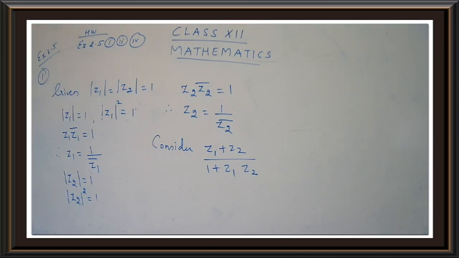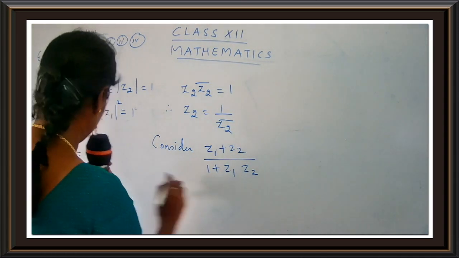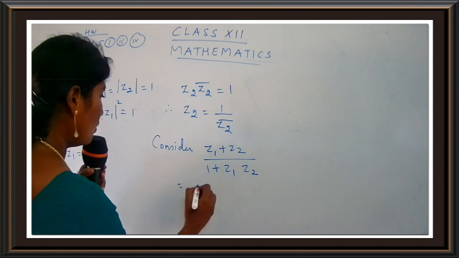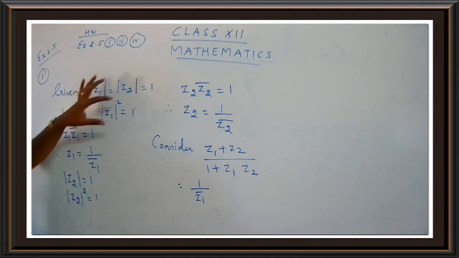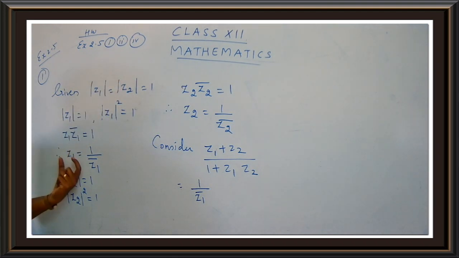We have considered Z1 plus Z2 upon 1 plus Z1 into Z2. So now let us substitute the value. So what you get here? This is equal to, just go on applying the value, 1 upon Z1 bar. This is very easy. Already we have a condition, so we took the condition and we found the value for Z1 and we found the value for Z2. Now what are we going to do? We are going to just substitute there.